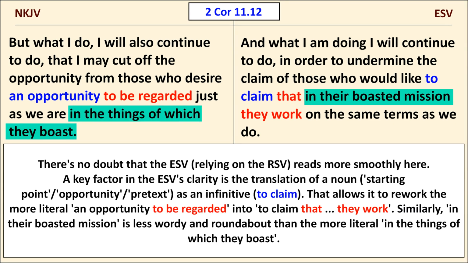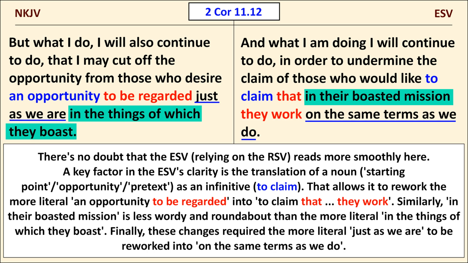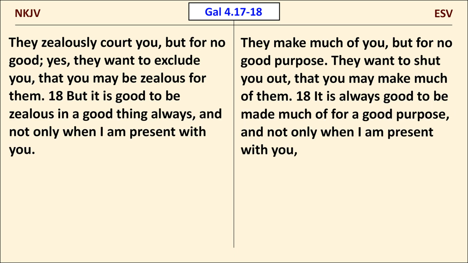Similarly, in their boasted mission is less wordy and roundabout than the more literal in the things of which they boast. Finally, these changes required the more literal just as we are to be reworked into on the same terms as we do. Here's an example from Galatians.